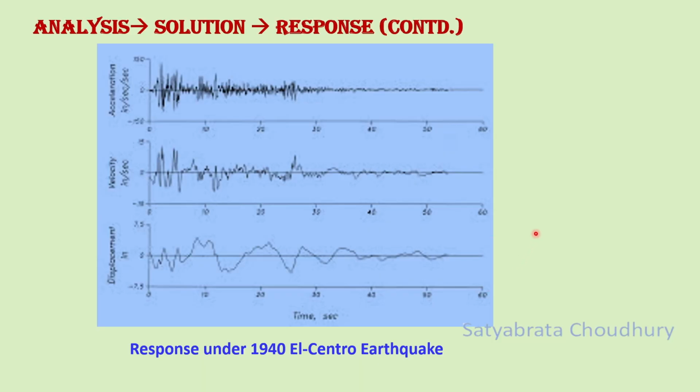Here pictorially we are showing the displacement response, which has less zigzagness, velocity response, which is having slightly more zigzag nature, and acceleration response, which is highly zigzag with a lot of frequency content. There are closely spaced changing ordinates in the graph. So these are the typical responses of the El Centro earthquake we have discussed earlier.